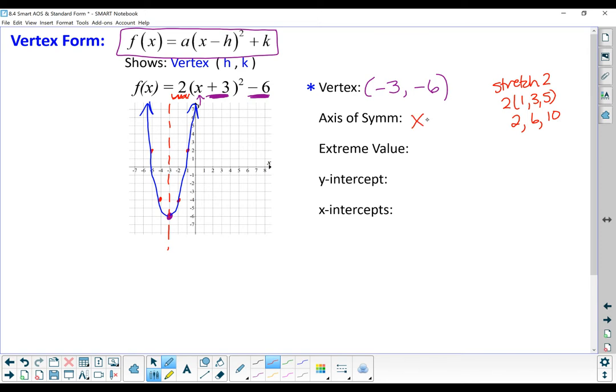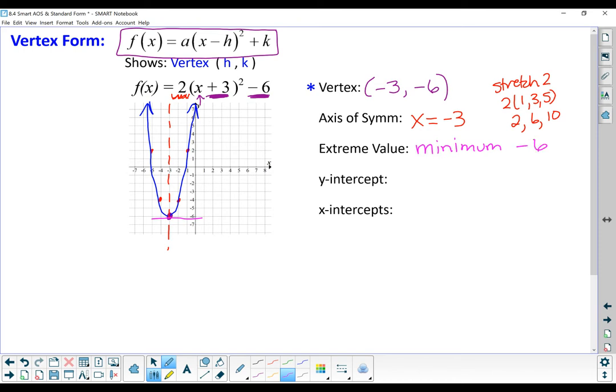It's x equals -3. The extreme value of this function, this one has a max. Oh, sorry. Haha, not a max. It has a lowest value. It has a minimum. I was just seeing if you were paying attention. A minimum value of -6.